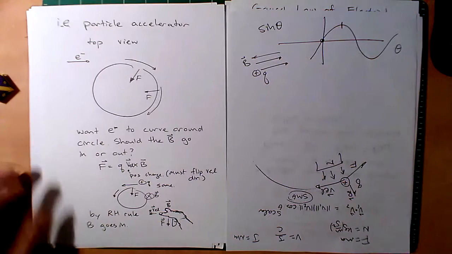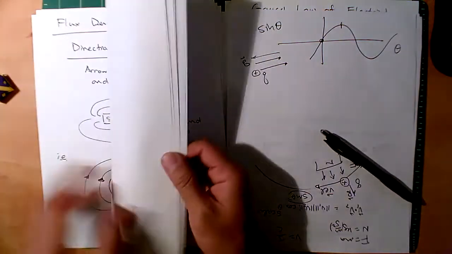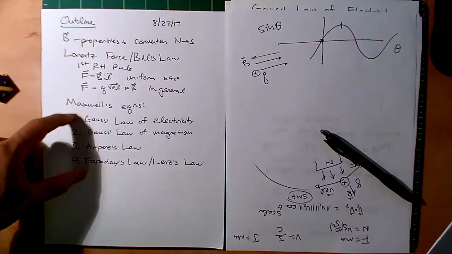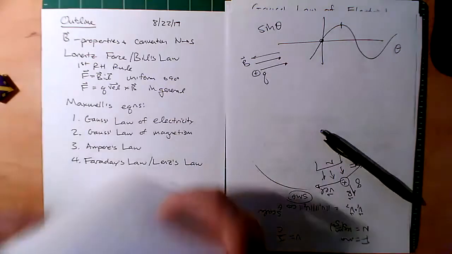Okay, let's keep moving along. So what do we have? We have the definition of flux, we have the Lorentz force, and now we're going to talk about the 4 Maxwell equations. Good.